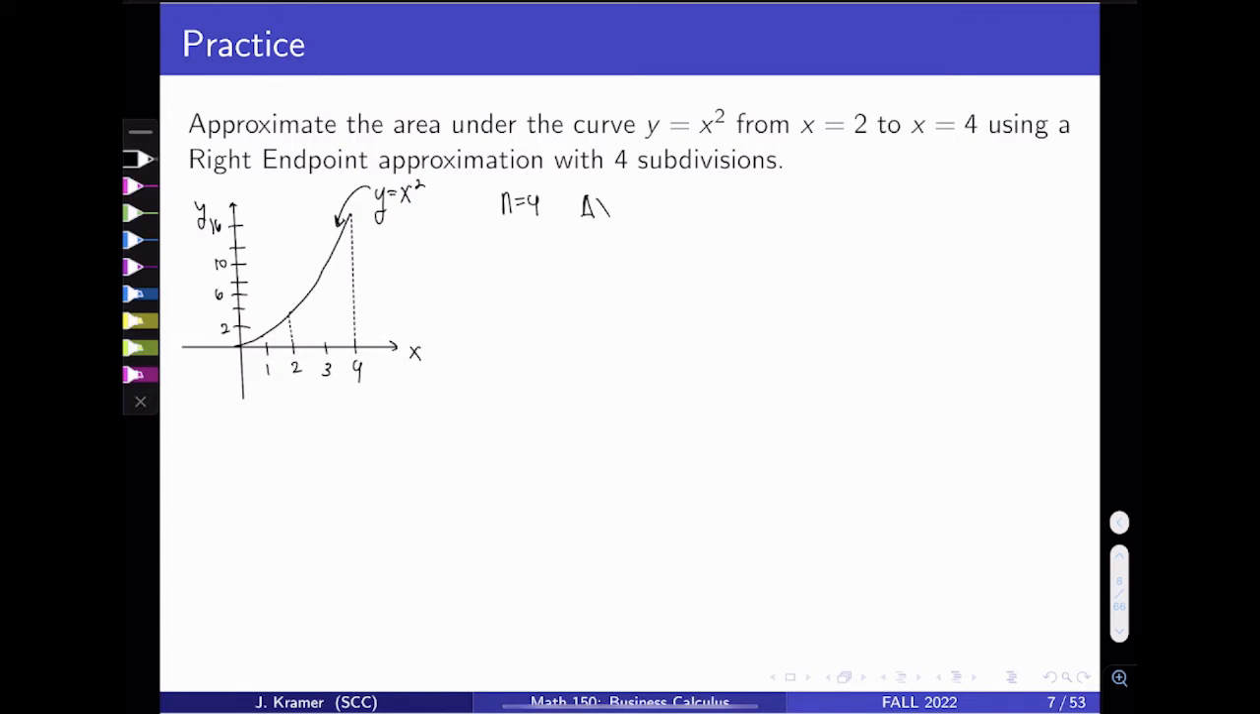So delta x is going to have the formula b minus a over n, where a and b are the endpoints of your interval. So in this case, a is 2 and b is 4. So we have 4 minus 2 over 4, or 1/2. You can write this as a decimal as well. So delta x, the width of each rectangle, needs to be 0.5, which means we can go down here and break up our interval into 2.5 and 3.5.